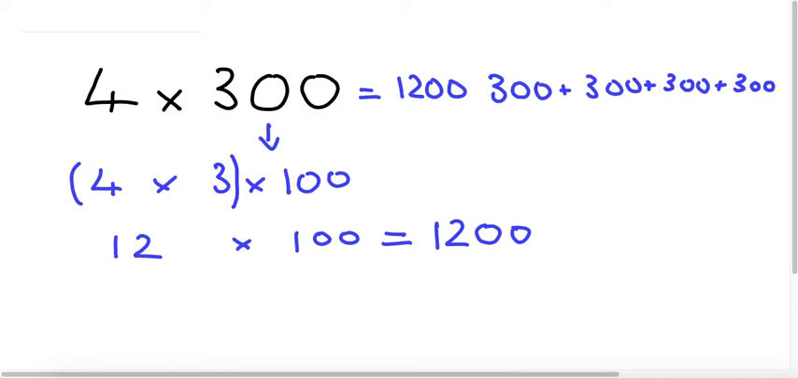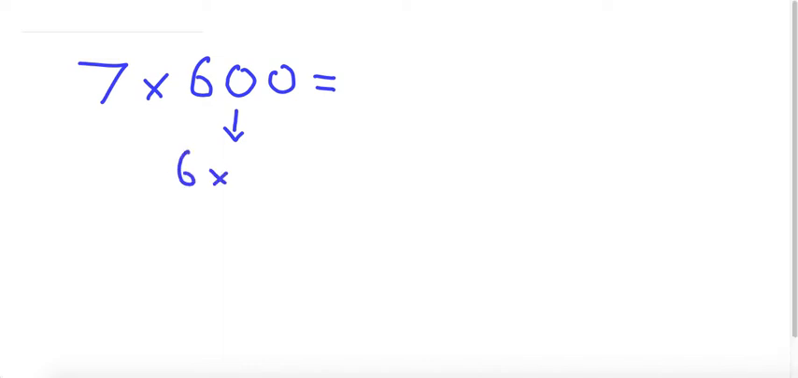Let's try another one. We'll do 7 times 600. 7 600s. So we'll bring down this 600, we'll break it up. So 600 is the same as 6 times 100. And therefore 7 times 600 is the same as saying 7 times 6 times 100. We'll do the 7 times 6. 6 times 7 is 42.